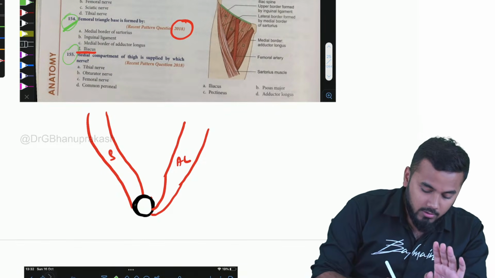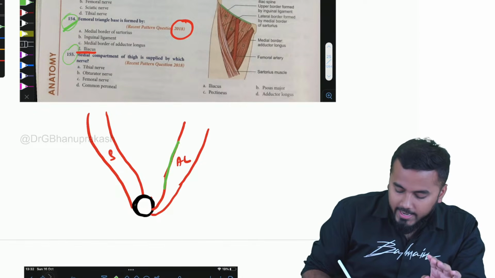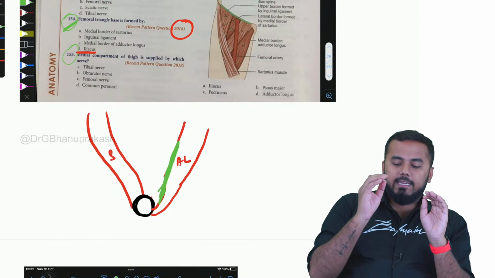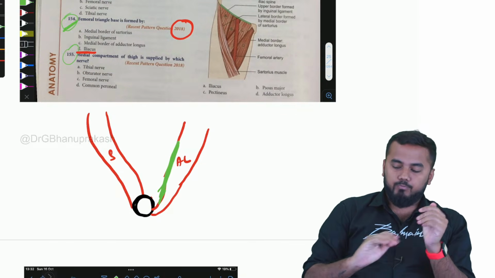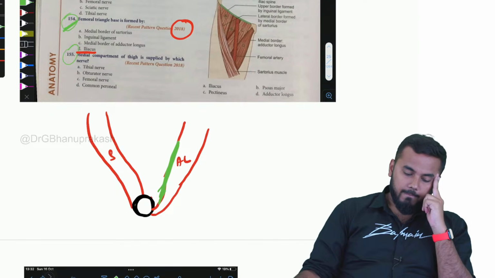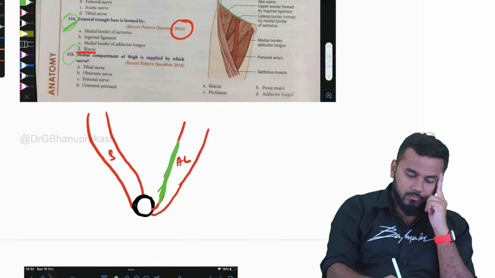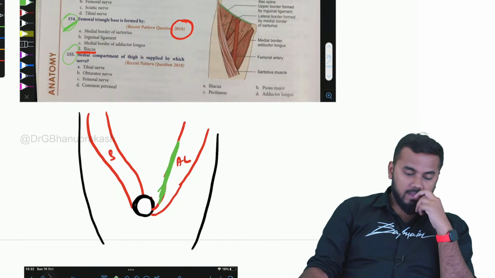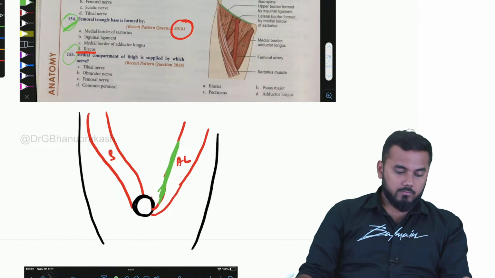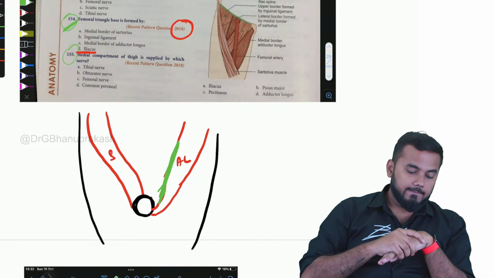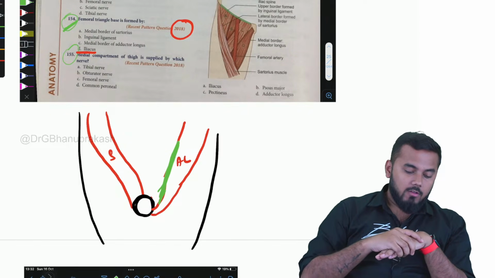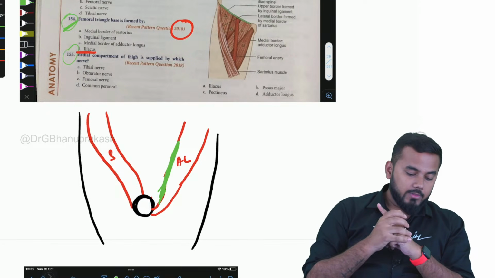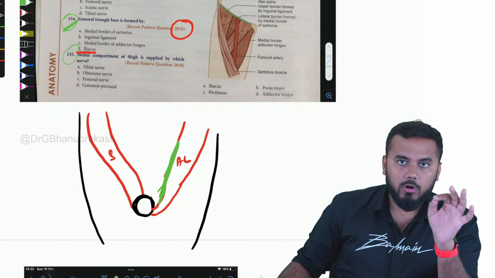Now, tell me this thing. What is this border of Adductor Longus called as? It is a medial border or lateral border? Tell me. Varsha, excellent. It is a lateral border, right? It is very good. Malhar, it is a lateral border, right?